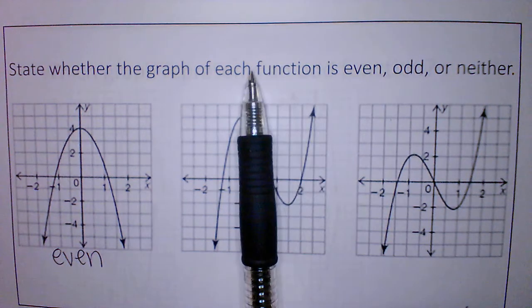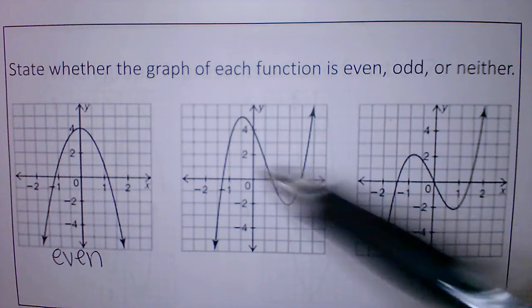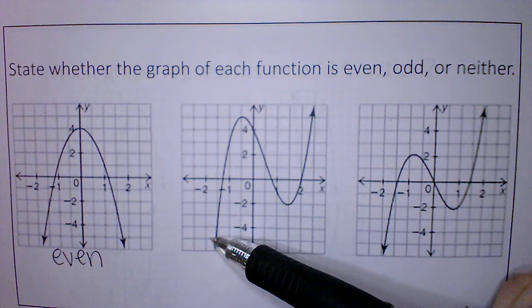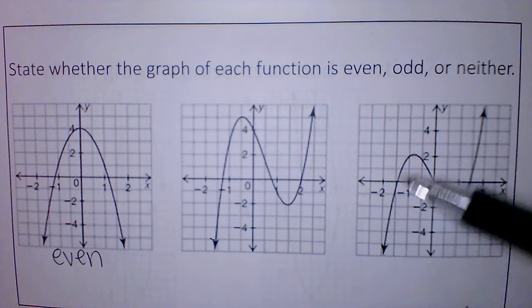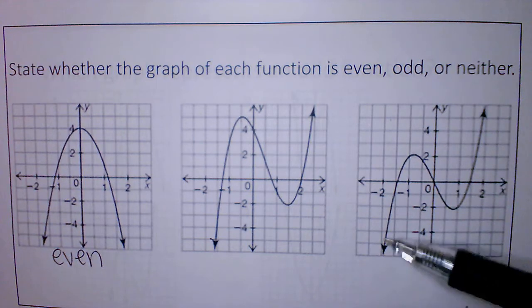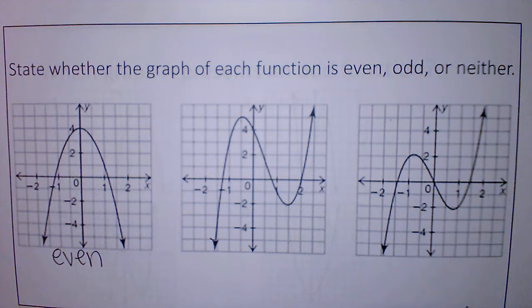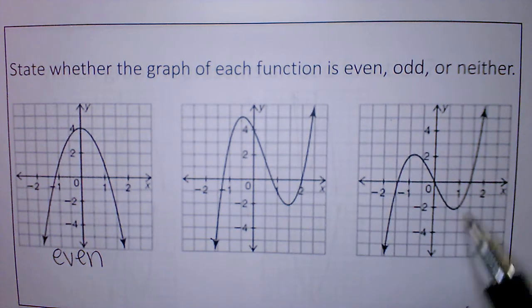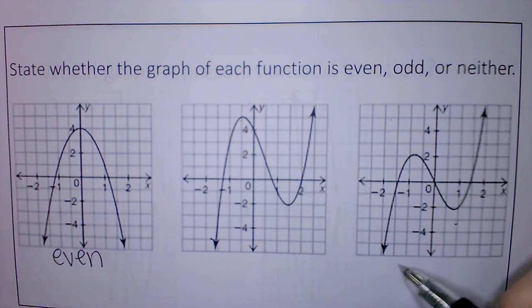This one here is very different over here than it is over here, so it is not even. And this one, these are very similar on both sides of the y-axis, but this one's going up and this one's going down, so it's not even. Okay, so that one's even. For odd, this is our odd function, this last one.